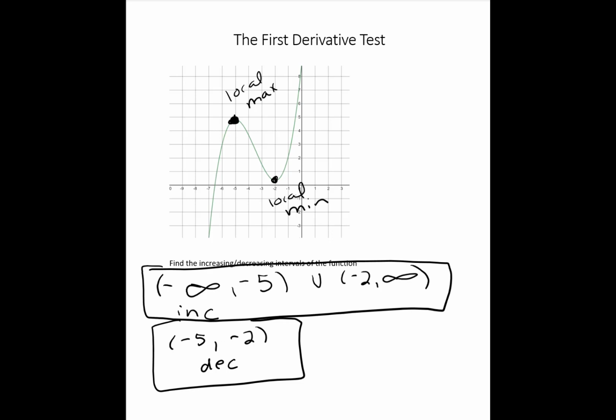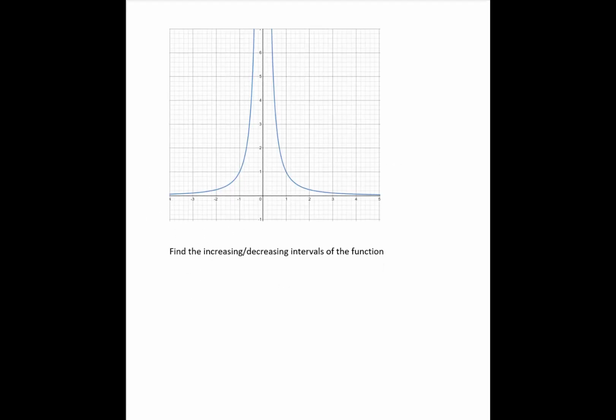Let's look at that on another graph. Here's my second graph, and same thing. I want to look at where is it increasing, where is it decreasing. So I'm starting once again on the left, so that's negative infinity, and I can see it's going up. But this time, it doesn't reach a maximum. It just kind of goes up until I got to 0. And then from 0 to infinity, so let's write that, 0 to infinity, it was going down.